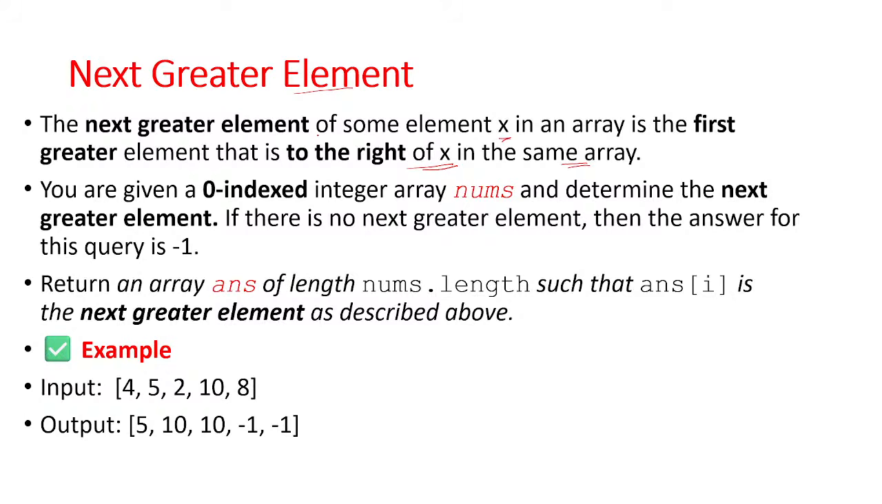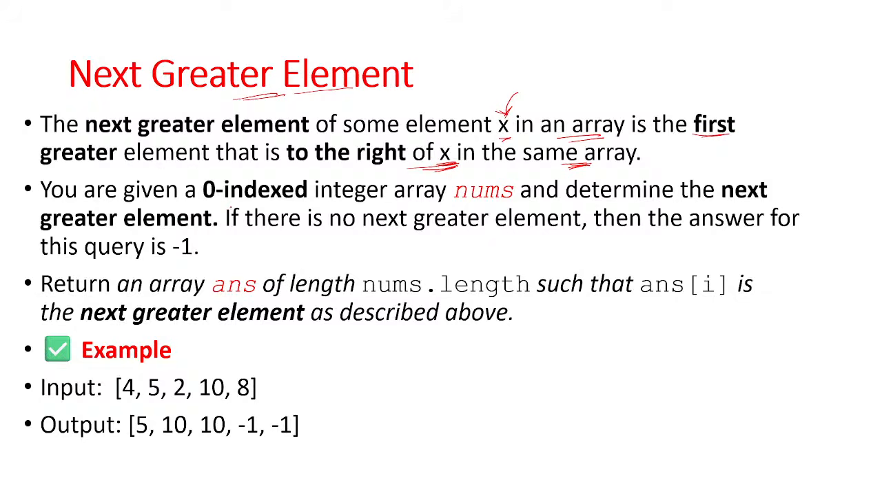Next greater element means, for example, for some element x in the array, you are given an array with some elements. You can take any element x in the array, and the first greater element that is occurring to the right of this element x in the same array is called the next greater element.